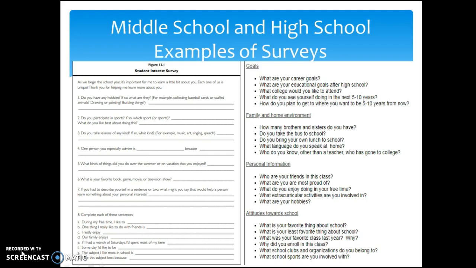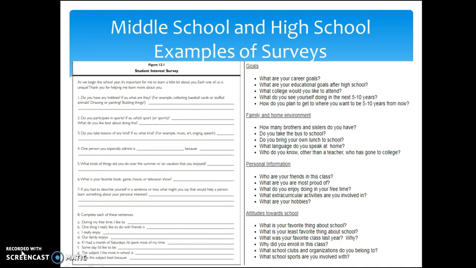Here are some middle school and high school examples of surveys. The first survey is figure 12.1. This survey is from our handbook, and I really like it because it's very detailed, and I like the questions that it asks, like one person that you admire and why. On the bottom, question 8, complete each of these sentences, like your favorite things, what your family enjoys, someday I'd like to be. The next one is career oriented. This could be more for high school. And then the attitudes towards school, that's very important to know, and how they like learning.